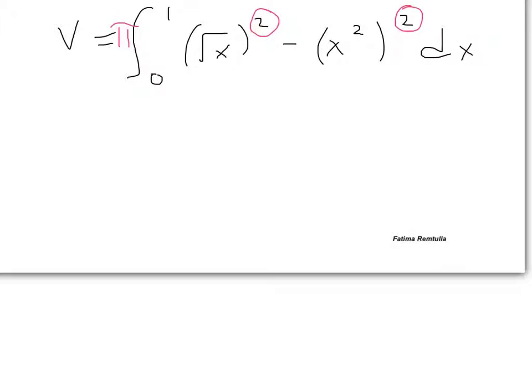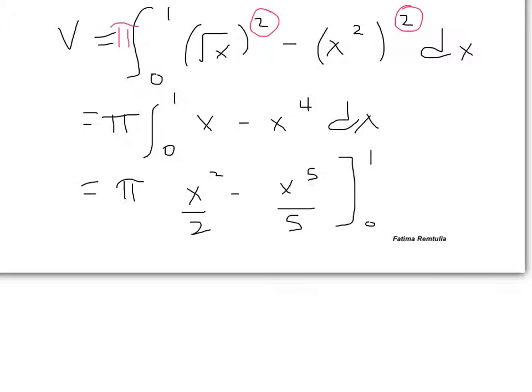Now, next step. I simplify, so I apply the squareds. I get pi, 0 to 1, of x minus x to the 4. I want to integrate and substitute in. So when I integrate, I get x squared over 2 minus x to the 5 over 5.